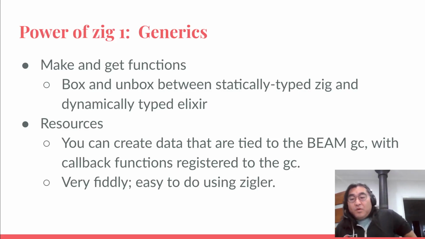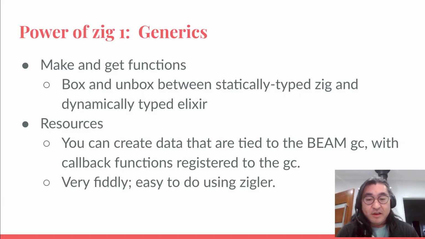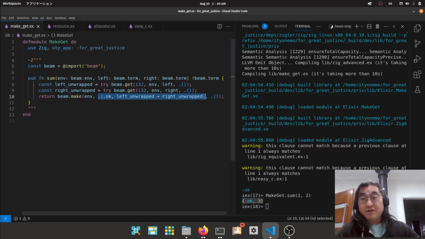Resources. So one thing that you can do is you can create data that are tied to the Beam GC with callback functions that are registered to the GC. And normally this is a very, very fiddly process. I won't go into details, but it is incredibly easy to do using Ziggler. So let me quickly show you that.